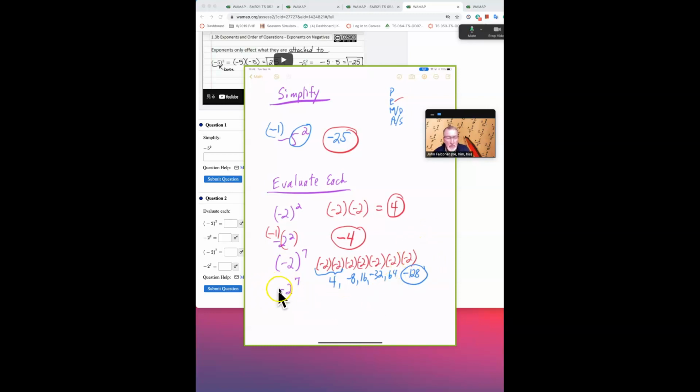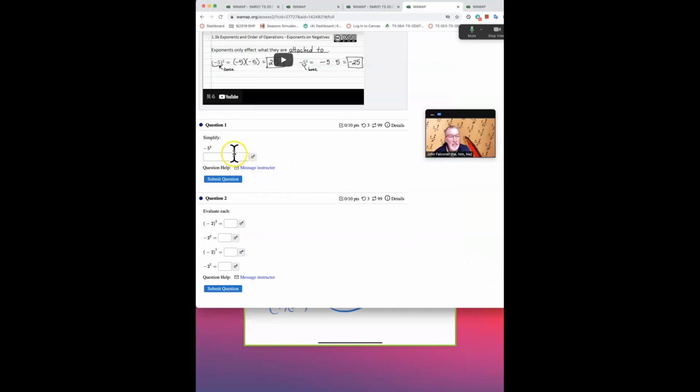And then the last one, the negative of 2 to the 7th power. You can think of it that way. It's like -1 times 2 to the 7th. So 2 to the 7th we know is 128. We have to do that first because exponents go before regular multiplication. Then we multiply by -1, which gives us a negative sign. So it's the same answer. We just got there a slightly different way. All right, let's plug these in and see how we did.